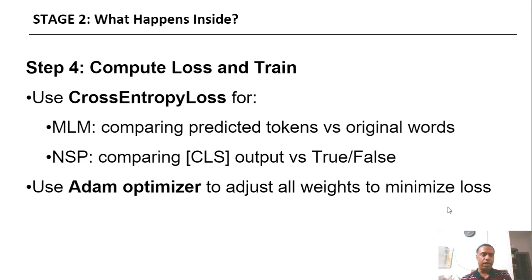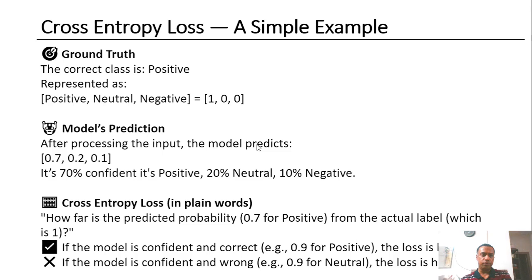Then you have the Adam optimizer. The Adam optimizer will adjust the weights. After looking at the loss value, it will adjust the weights to minimize the loss. That is the goal of the Adam optimizer, which is to minimize the loss. Let's look at two simple examples to understand this better. Here I have an example for cross entropy loss. Let's say the ground truth is that it is classified as positive, and represented like this: positive, neutral, and negative.